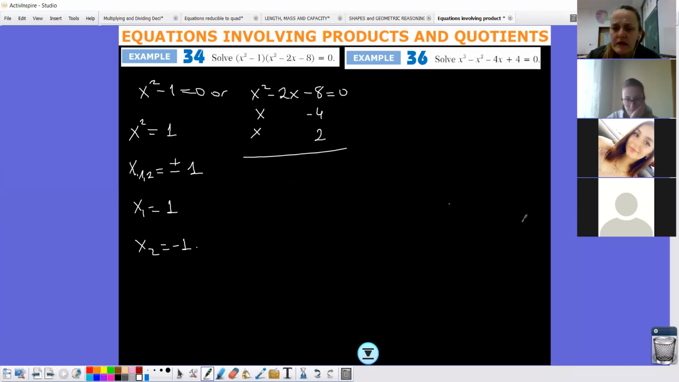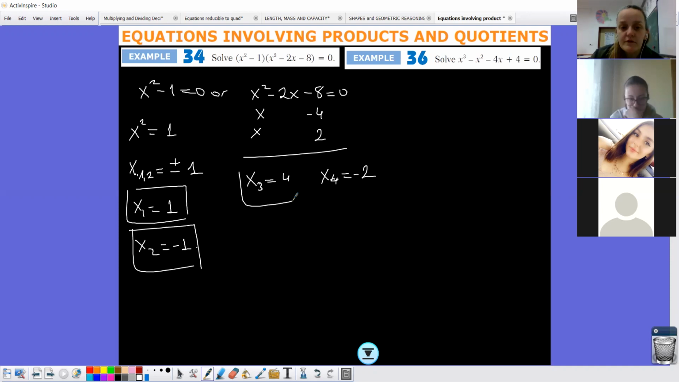So x1 will be 4, x2 will be minus 2. Or we can write, because we have x1, x2 here, x3, x4. So we have 4 different solutions. So if we have a product of two expressions, we'll do it like this. We'll set it equal to 0 and we'll find the solutions.